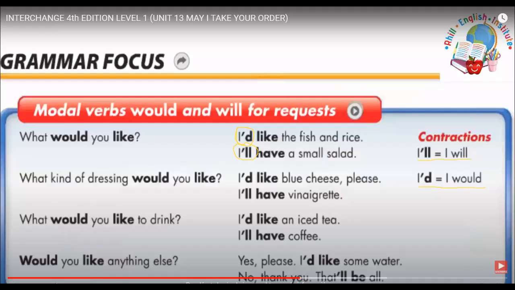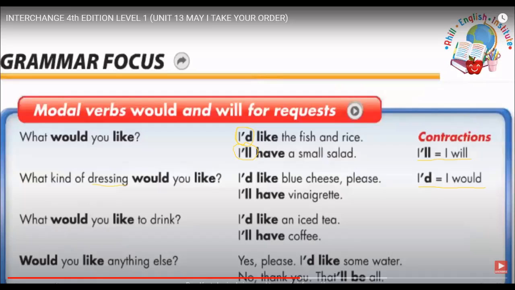Repeat after me, please, guys. What kind of dressing would you like? ¿Qué le estoy preguntando yo allí? ¿Qué tipo de aderezo? Okay. Dressing es aderezo. Si usted se fija, I have two options, right? El blue cheese y el vinaigrette, ¿no es cierto? Yes. Entonces, usted puede usar lo mismo con los dos.